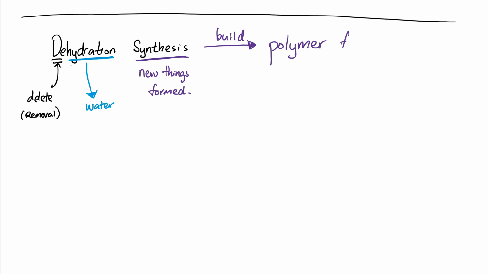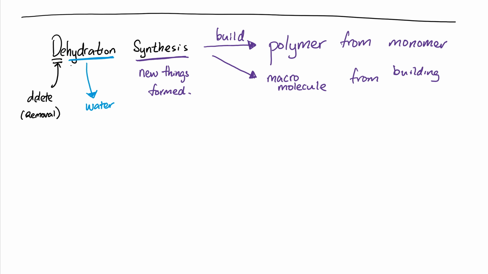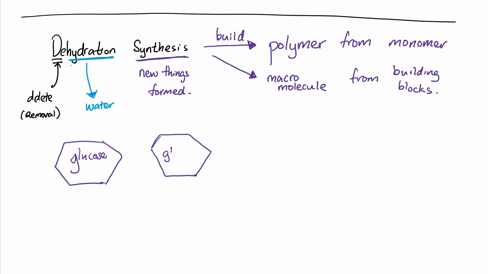We build polymer from monomer, or we can build new macromolecules, so basically molecules that are really, really big, from building blocks, basically smaller substances or smaller molecules. One classic example would be glucose. Glucose is the monomer for polysaccharides, which are the polymers for carbohydrates. If you put a glucose next to another glucose, they will come together and form a new molecule. When they form a new molecule, they will always form a covalent bond. Remember this: a new molecule means a new covalent bond between two existing molecules.